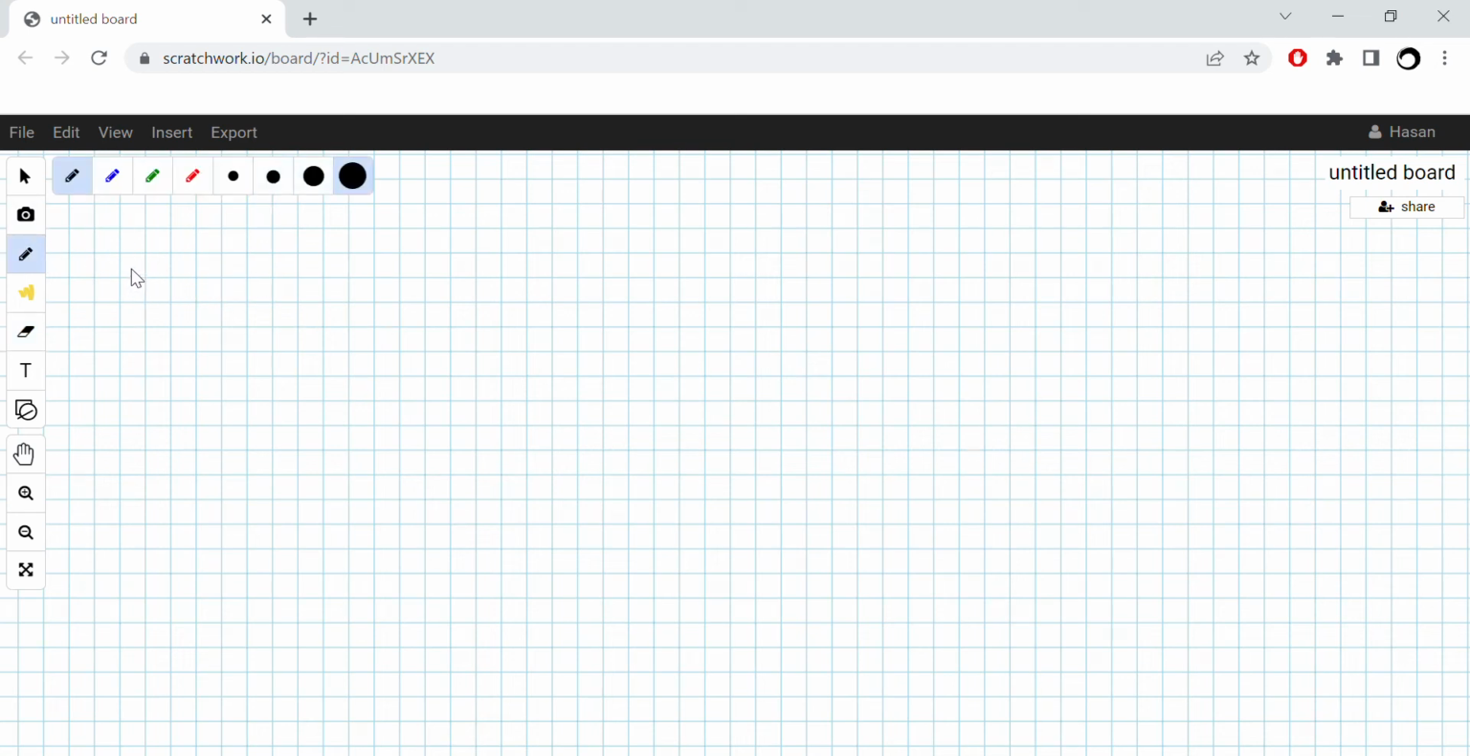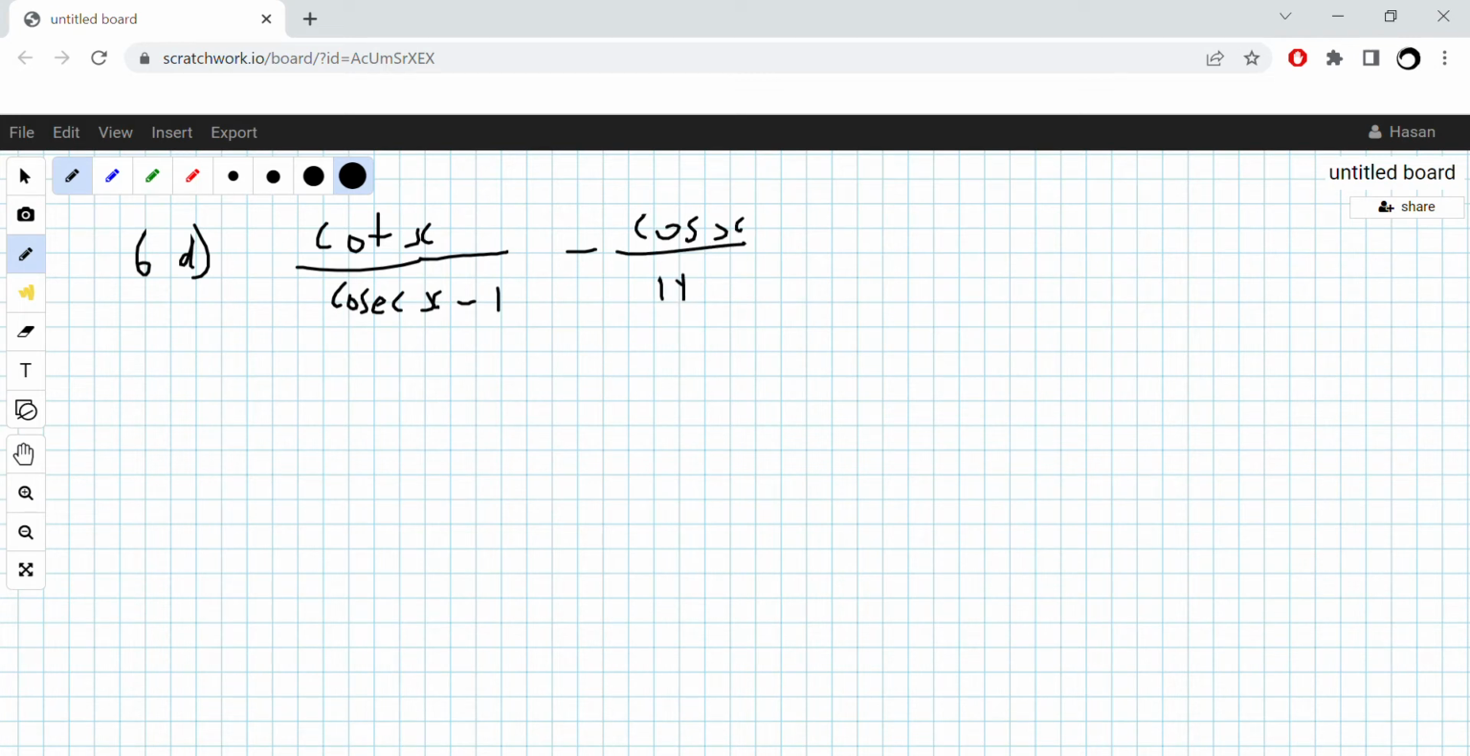For question 6d, we're left with the equation of cot x over cosec x minus 1, minus cos x over 1 plus sine x, is equal to 2 tan x. Now the three lines here indicate we need to prove one side equals the other, and we should choose the left hand side as it's easier to go from this to that, as they're giving us an indication of what to do.